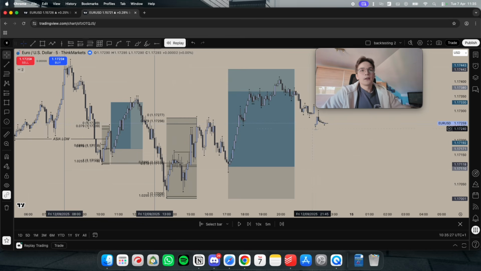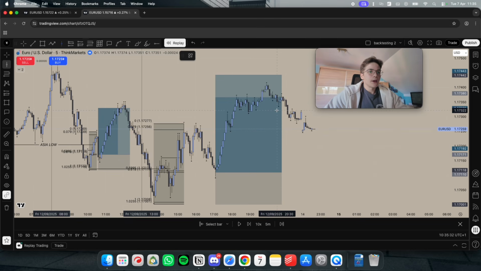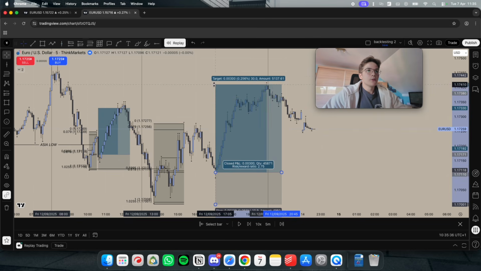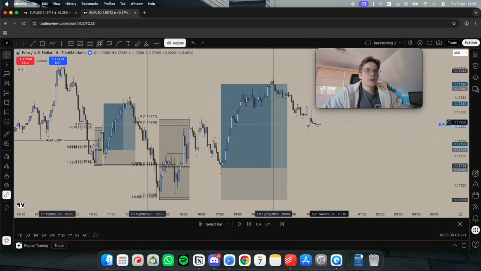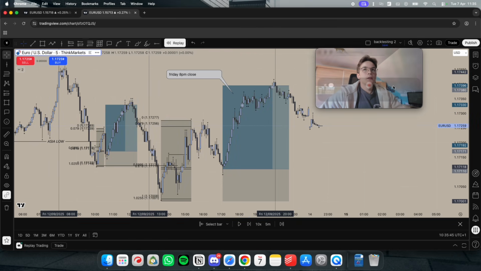This is Friday. Latest close for Fridays is 8 p.m. 8 p.m. is right here. So we have to close on this candle, which would result in 2.6R. So we get 2.6R. Boom, Friday, 8 p.m. close. Copy image. Let's mark that out.